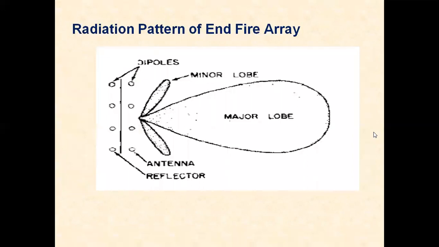This is the radiation pattern of the end-fire array. So the radiation is a maximum parallel to the array axis. This is the array axis. So these are the dipoles parallel to the array axis. We are getting the major lobe and minor lobes. These are the minimum energy points. There are some minor lobes also present because of the reflections. The maximum radiation is parallel to the array axis, and these are the points of null. Nulls are the minimum energy points.